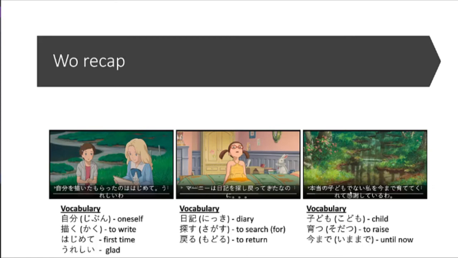本当の子供でない私を。So this is referring to 両親は. So it's her parents, but it's her adopted parents in this case. 本当の子供でない。So that's saying not their real child, 私. So 両親は本当の子供でない。So not real child. 本当の means real, 子供, child, でない, not, 私. So me who wasn't the real child.